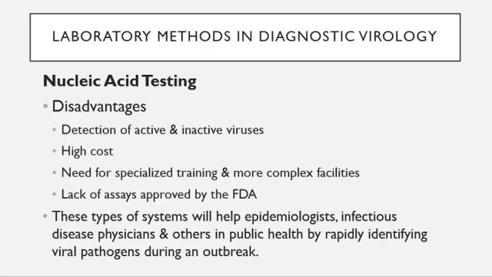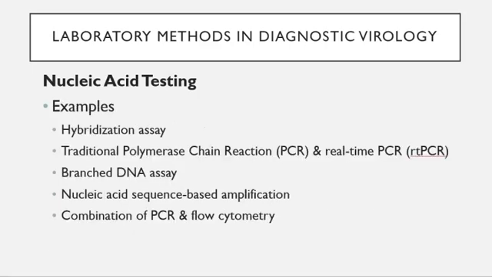So things have come around a little bit more since the whole COVID pandemic, but there's still a lot of things that need to be approved and assays that need to be approved for this type of testing. And these types of systems will help epidemiologists, infectious disease physicians, and other public health professionals by rapidly identifying viral pathogens during an outbreak. Some different examples of nucleic acid testing.